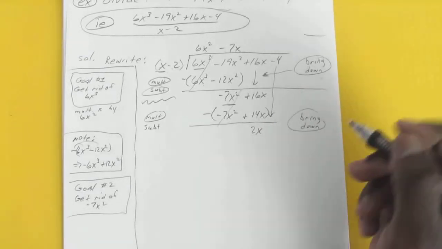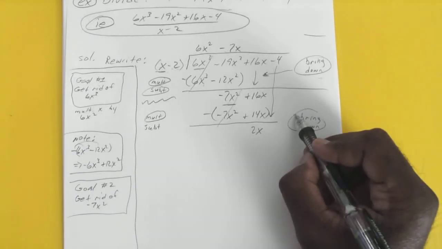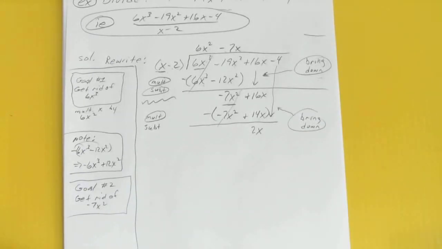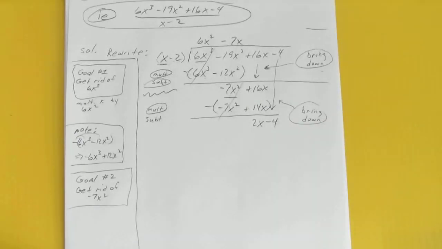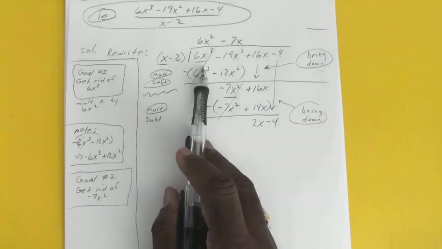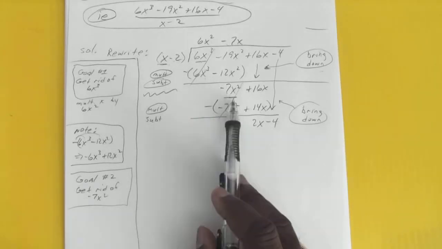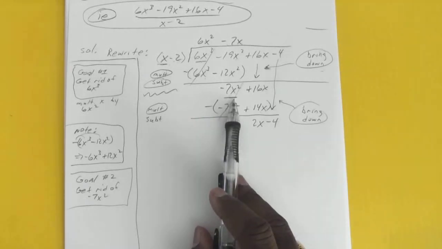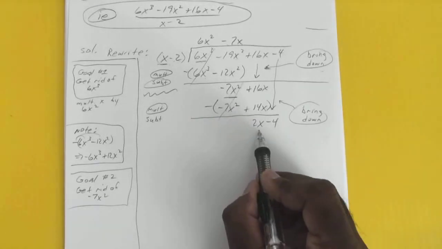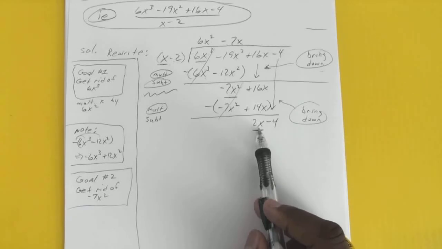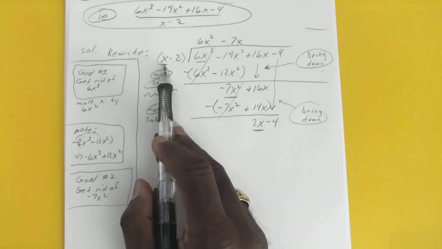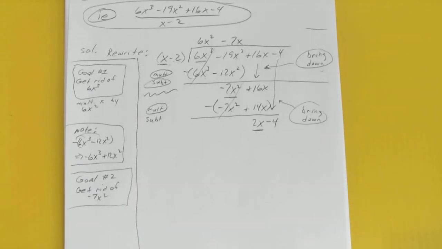Okay, so we bring down our minus 4. Okay, so our first goal was the 6x to the third, to get rid of that. Our second goal is to get rid of the negative 7x squared. Now our third goal is to get rid of the 2x. Okay, and just like before, we just want to find out what can we multiply by x to give us 2x. Okay, in this case, it's just 2, because 2 times x is 2x.